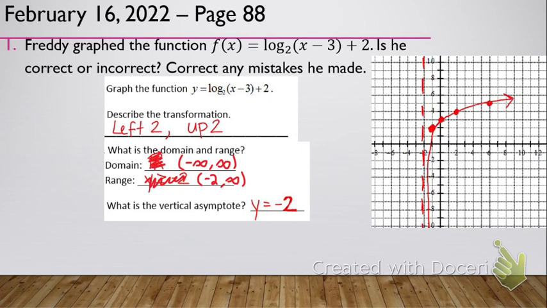All right, let's start thinking about this. So Freddie's got this function, and he's written two transformations up here. Do we see a mistake in his transformations? Yes. Which one's wrong? Left 2. That's not right, is it? Nope. What should it be instead? Right 3. Very good. And that's because we have x minus 3 up here. Minus 3 means h is positive 3. We move right 3. Okay? Very good.